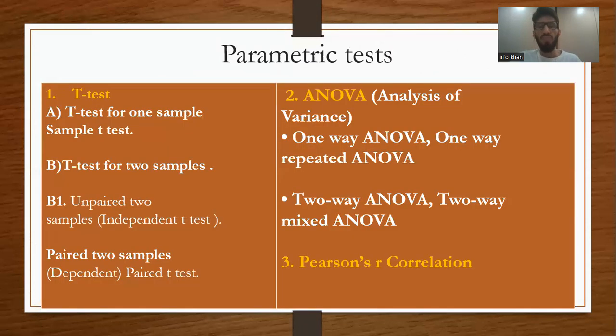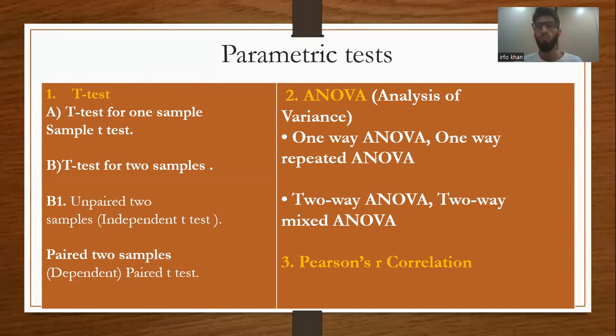Okay, in the statistical test, we have two main types of tests. One is called parametric and the other is called non-parametric. In the parametric part, we will discuss a little bit. In the parametric, there are three main group types. Number one is called t-test. Number two is called ANOVA, and the third one is called Pearson correlation. Okay, in the t-test, for example, if our study design is of one sample, we use the one sample t-test.